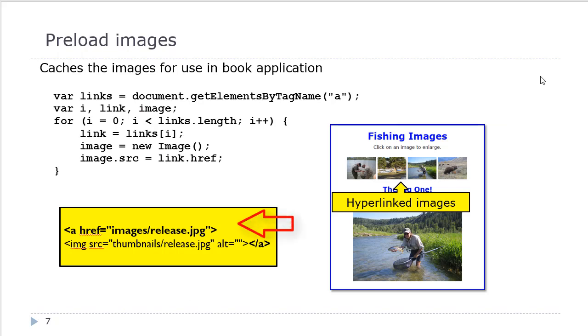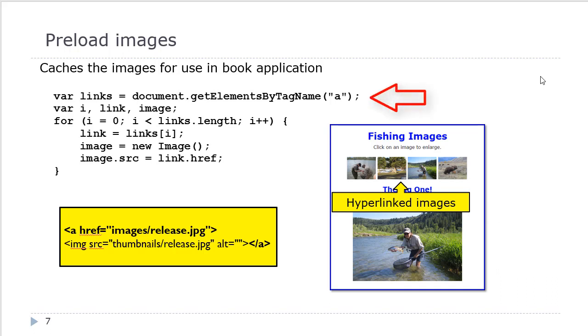In this instance, the images already exist on the web page. Here we have an image being used as a hyperlink, and the href value of that hyperlink is a larger image. So when we click on the thumbnail, the larger image will appear underneath it. So let's take a look at how we preload that image.